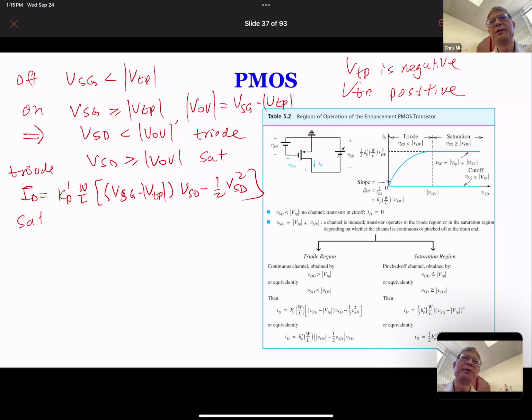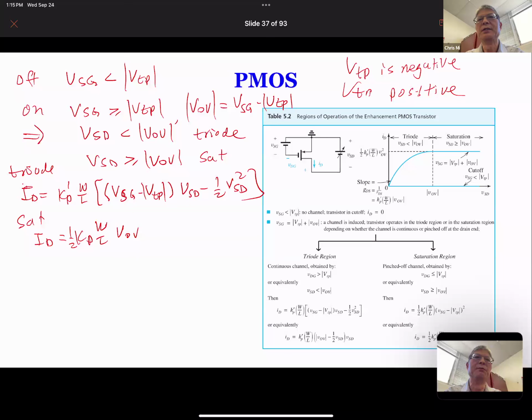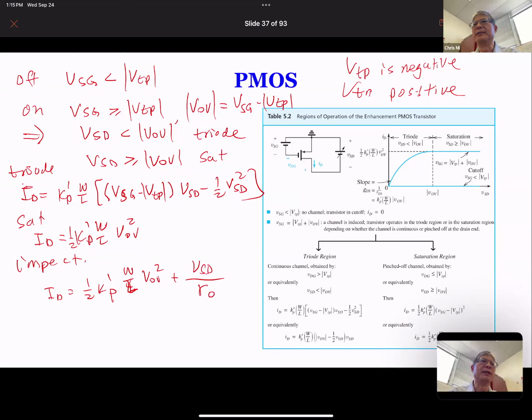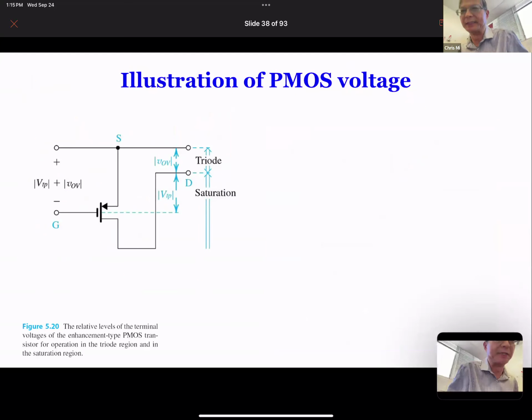In the saturation mode, we can write ID as 1/2 Kp times W over L times VOV squared. In the imperfect region, we can write similarly ID equal to 1/2 Kp prime W over L times VOV squared, and then plus VSD over RO. And that RO is what we will define in the next slide.